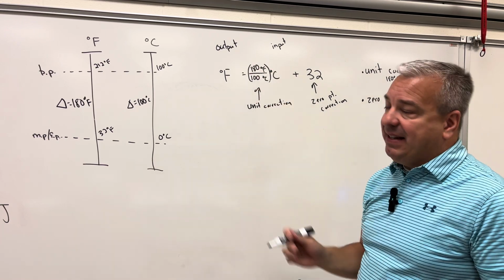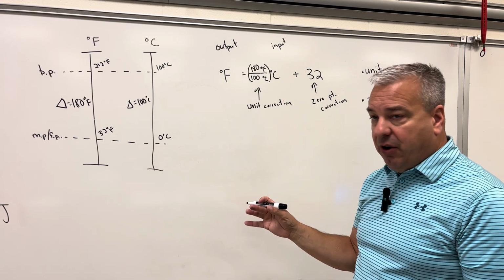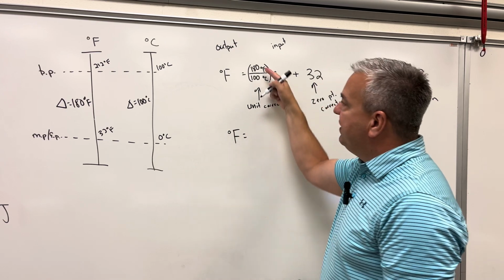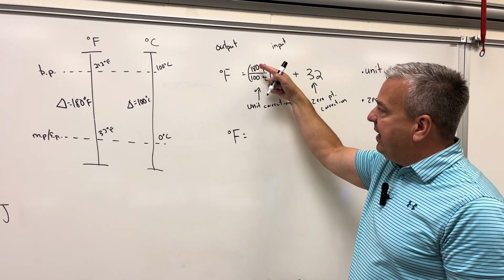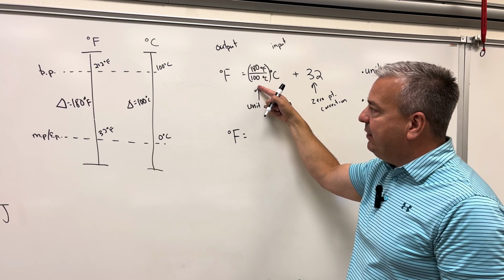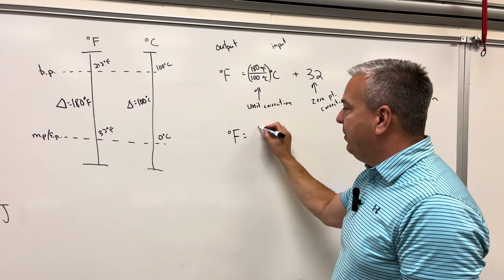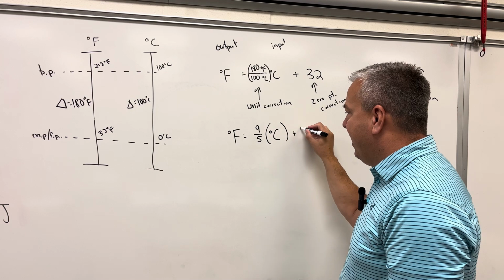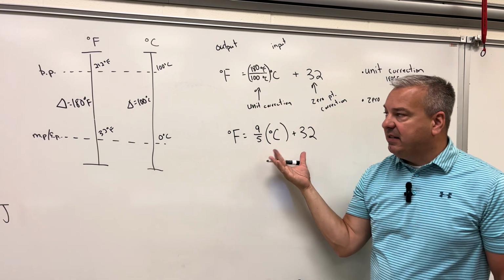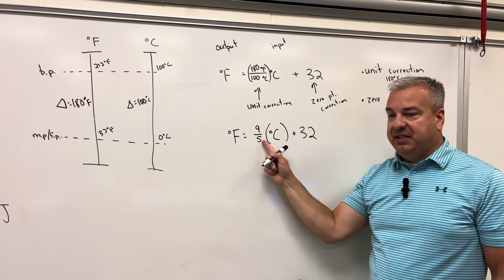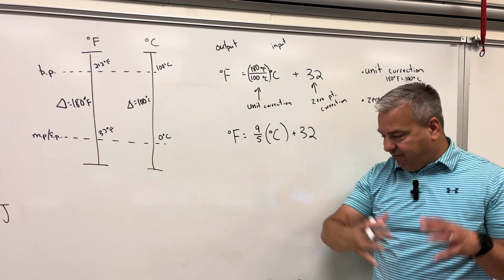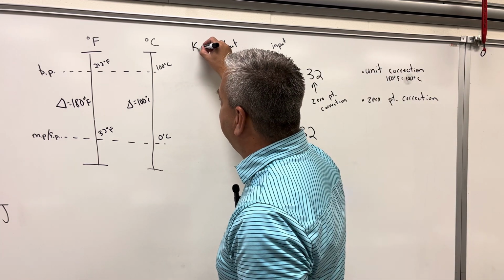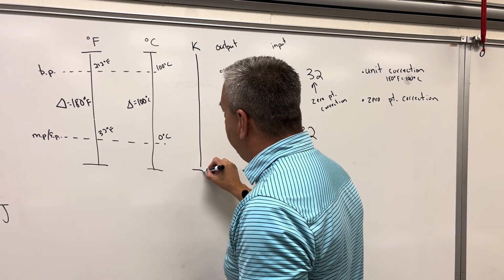One last piece with this equation here. This could be reduced because a lot of textbooks will have this 180 over 100. If I divide by 10, I'll get 18 over 10. But if I divide that by 2, I will get 9/5. So a lot of times you'll see this equation written like this, and all that is, is this conversion factor simplified down to 9/5. Same equation though.